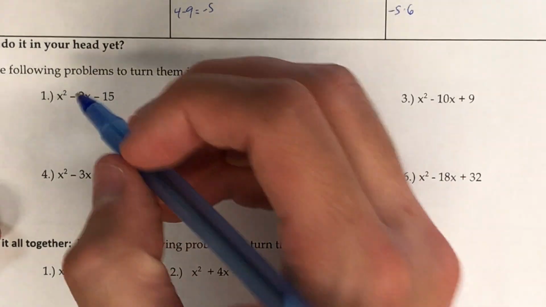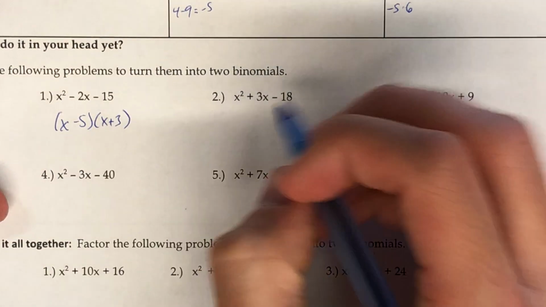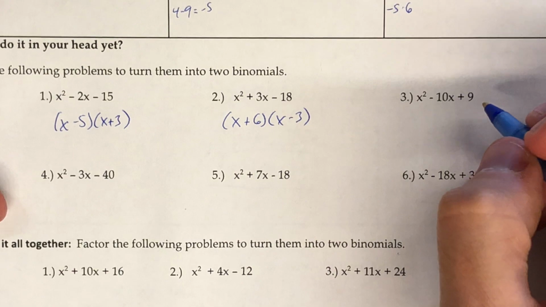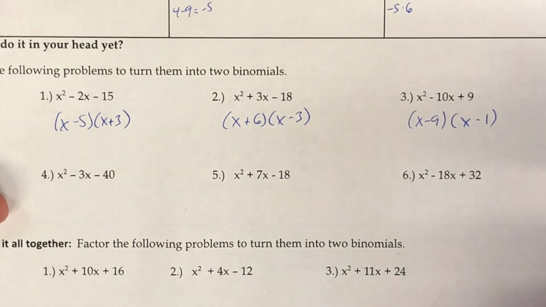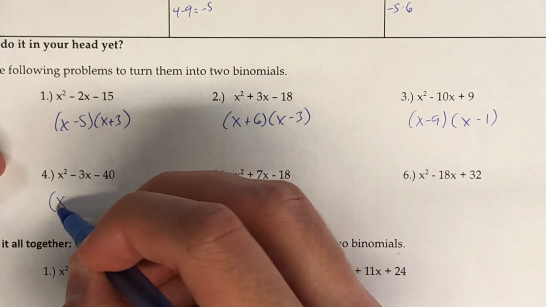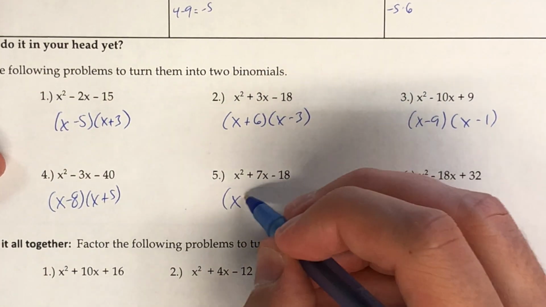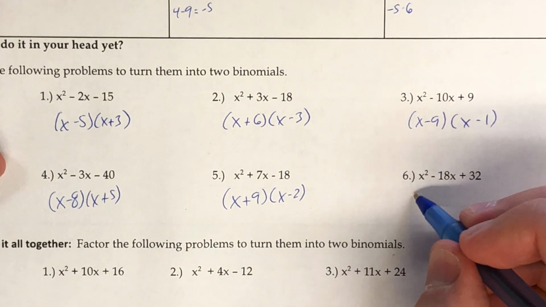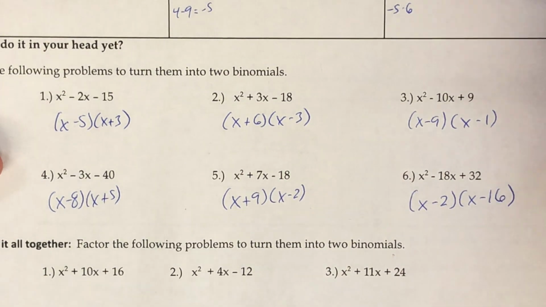Okay, we're back. So here you should have x minus 5, x plus 3, then x plus 6, x minus 3. Next, x minus 9, x minus 1, kind of a tricky one. Here we will have x minus 8, x plus 5. Next we have x plus 9, x minus 2. And the last one here, we have x minus 2, x minus 16. So you're always just looking for numbers that multiply to c and add to b.